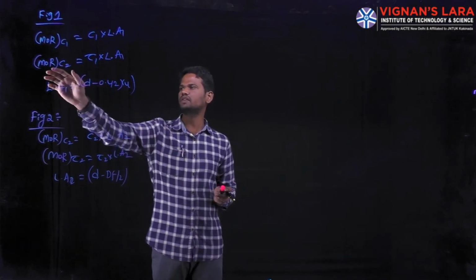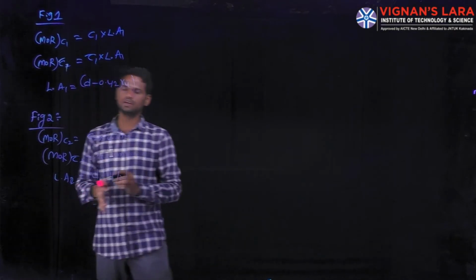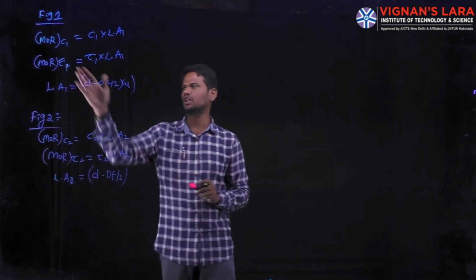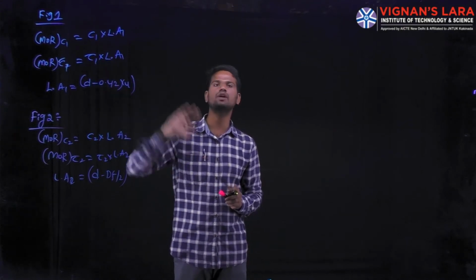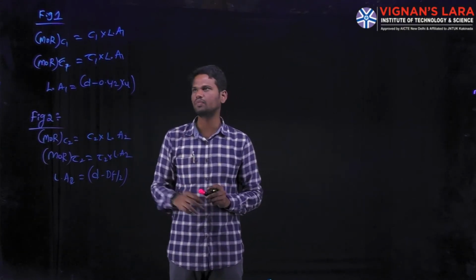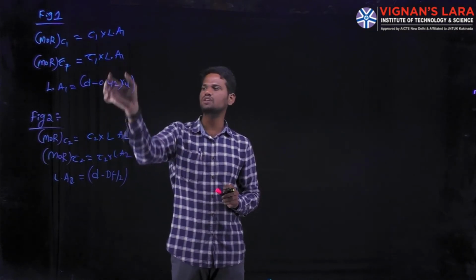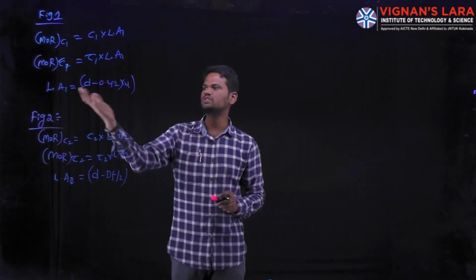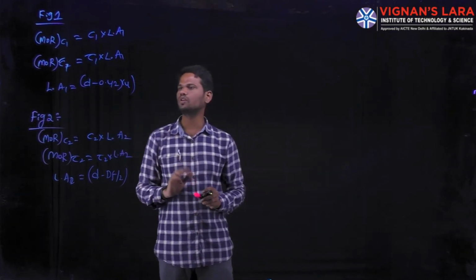Again, moment of resistance for the tension zone: we have T1 in the tension zone. Moment of resistance in the tension zone equals T1 into lever arm LA1, where T1 is the total tensile force acting on the beam, and LA1 is the distance between the total compressive force and the total tensile force. That means lever arm LA1 equals D minus 0.42 into XU.